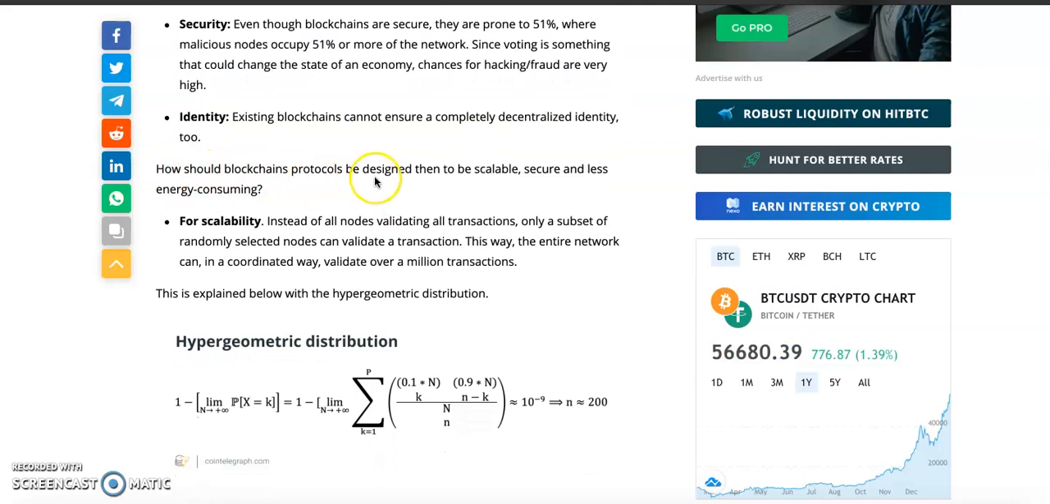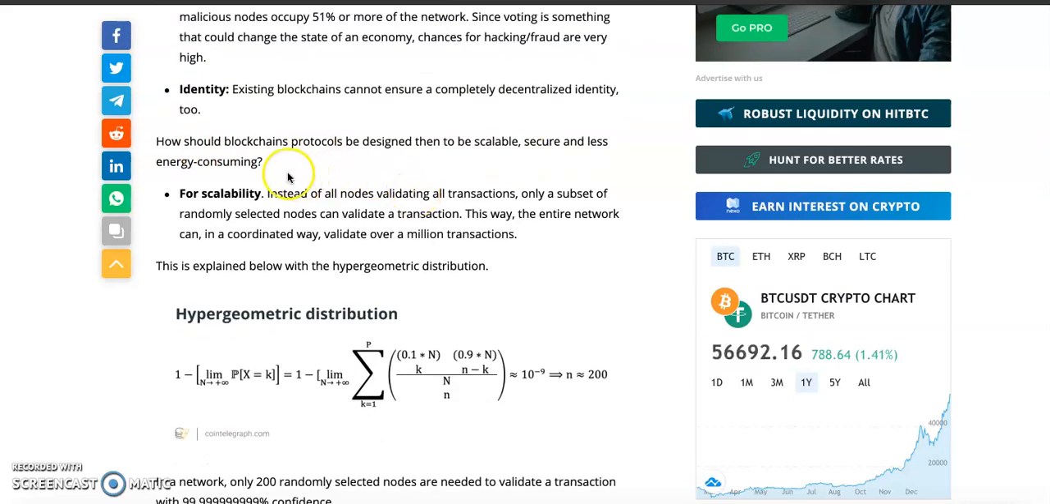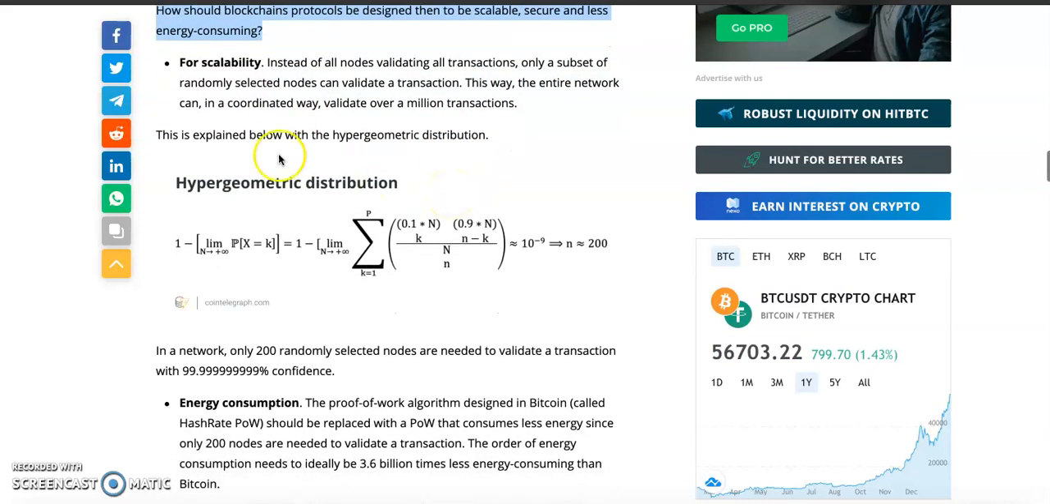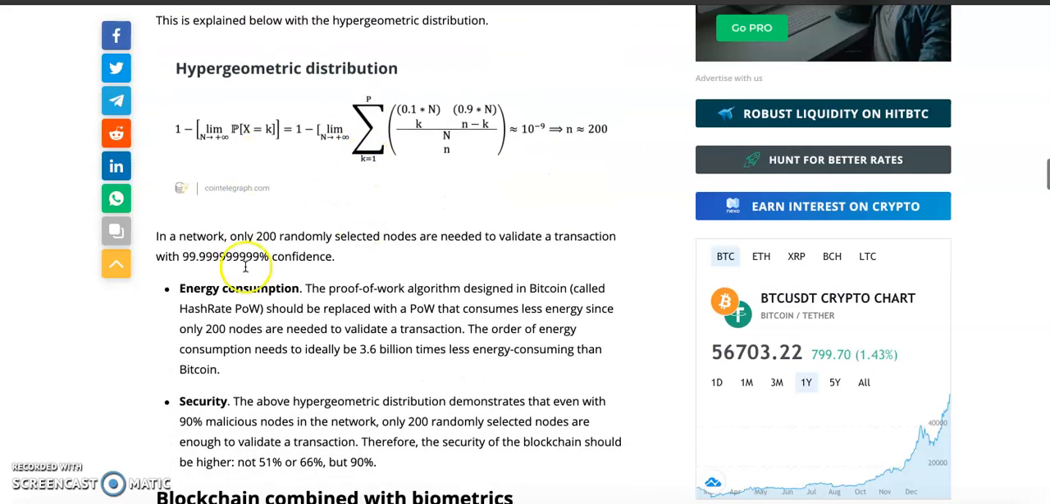How should blockchain protocols be designed to scale? This is also not true, because if you're asking this question, you're asking as if you don't know there are solutions. There are solutions, for God's sake. Cointelegraph, stop telling lies. For scalability, instead of allowing all nodes to validate all transactions, only a subset of nodes. I think this is where sharding comes in. This way, the entire network can, in a coordinated way. Come on, man. All right, formula right there.